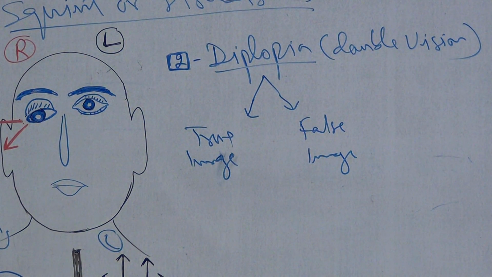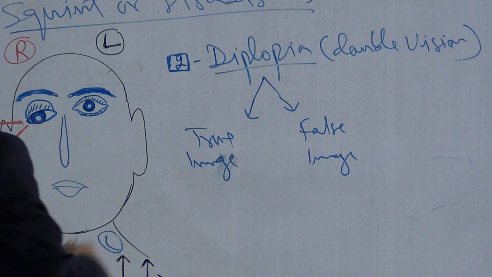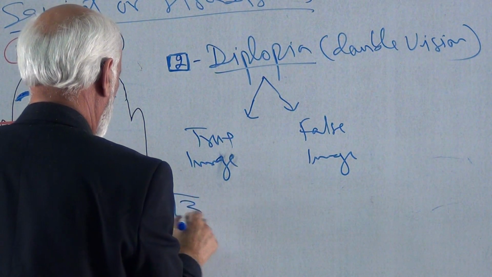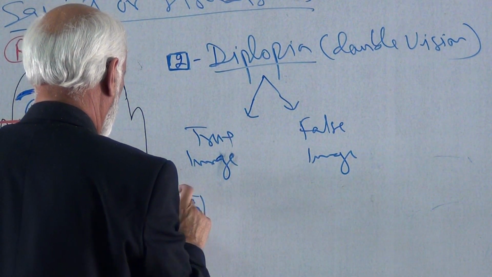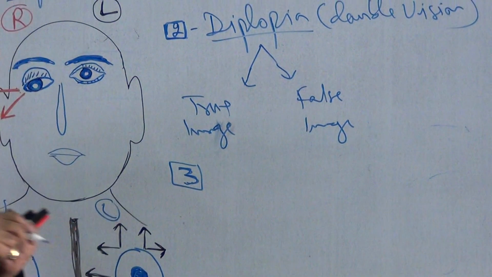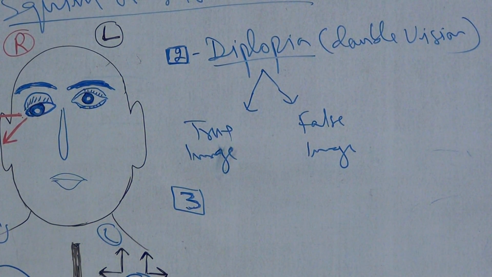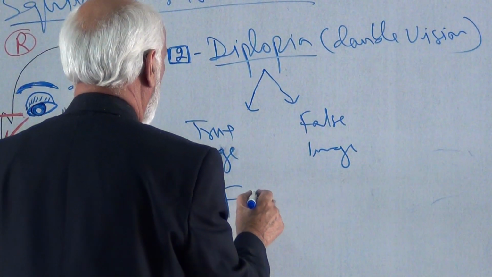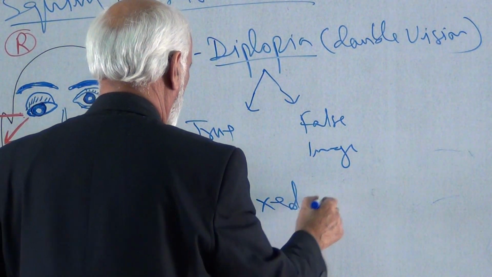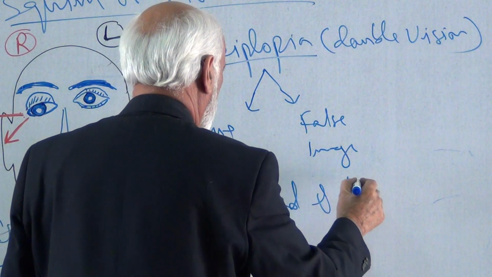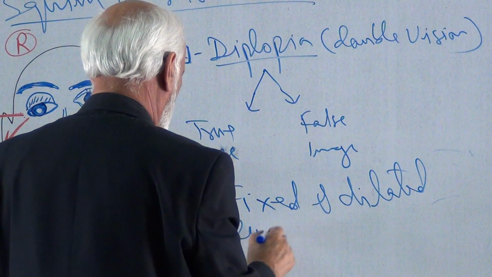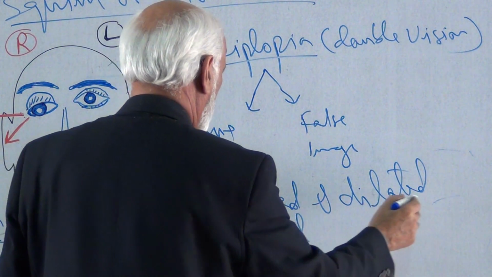Next sign of the oculomotor nerve palsy. The pupils are fixed and dilated. Fixed and dilated pupil.